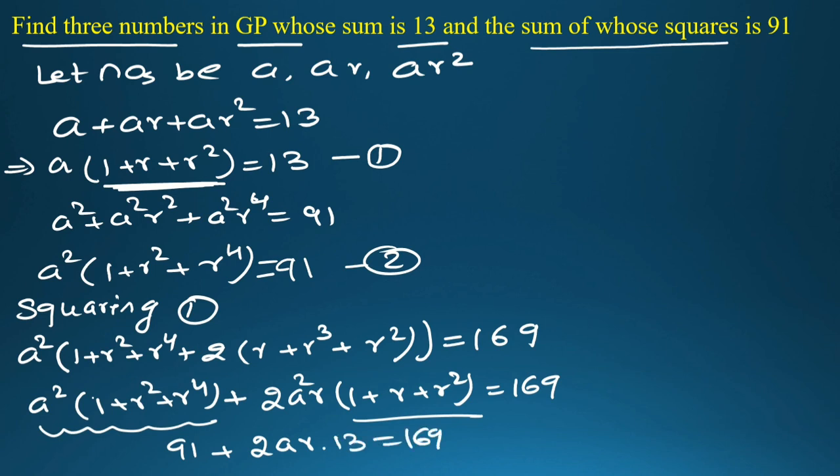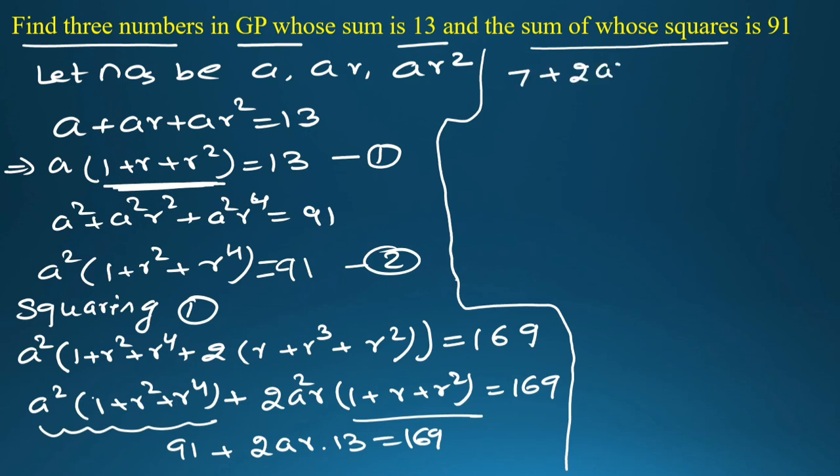Now this equation will be divided by 13, just to make the number smaller. It will be equal to 7 plus 2 times AR is equal to 13. So I think AR will be equal to 13 minus 7, 6, divided by 2, 3. AR will be equal to 3. This is the one equation we are getting, which will be used later on.